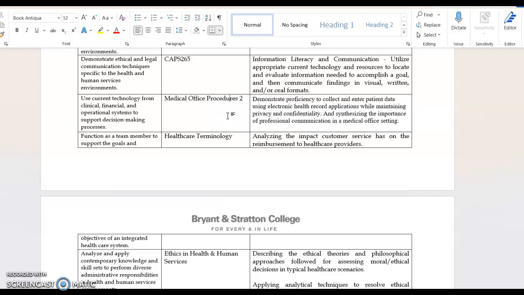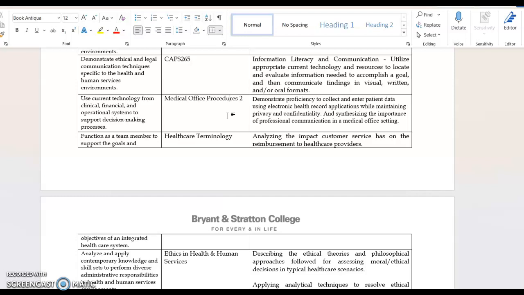Using current technology from clinical, financial, and operational systems to support decision-making processes. Medical Office Procedures 2: demonstrating proficiency to collect and enter patient data using electronic health record applications while maintaining privacy and confidentiality, and synthesizing the importance of professional communication in a medical office setting.